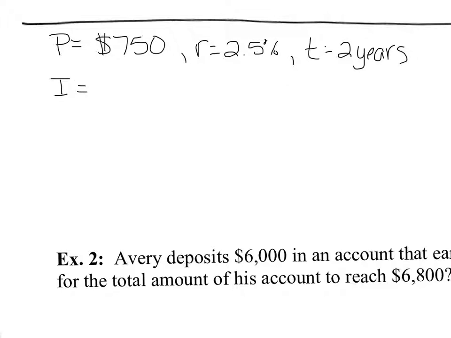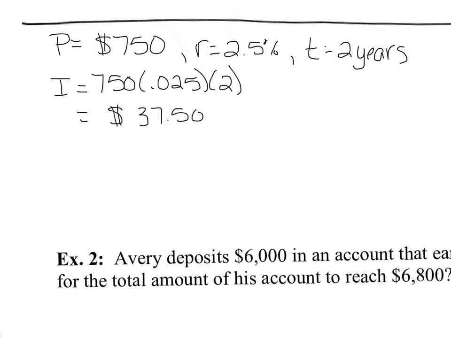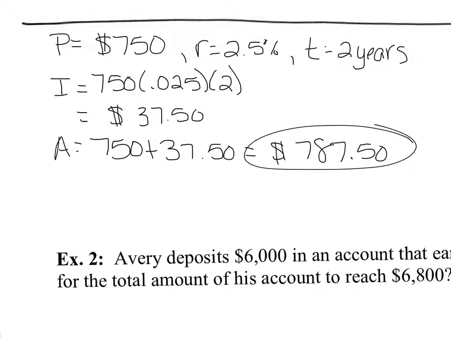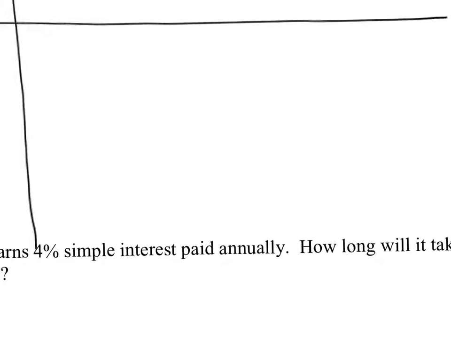Okay, so to find the interest first, I'm going to take P times R times T. It's all just substituting numbers into a formula. It's really not too bad. So when I multiply all those out, you should get an interest earned of $37.50. So to find my account balance, I'm going to take my principal, add in that interest that I earned for a final account balance of $787.50.